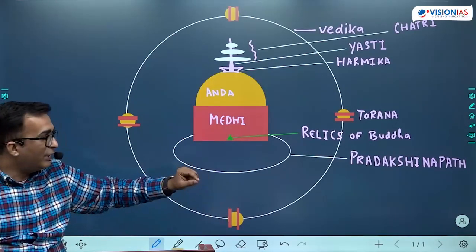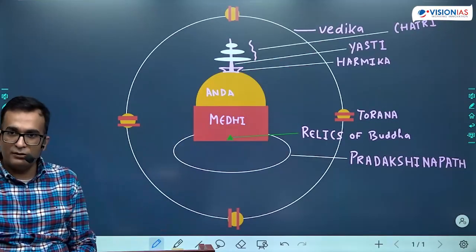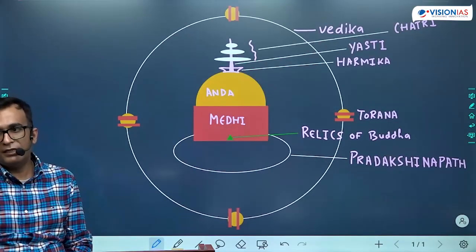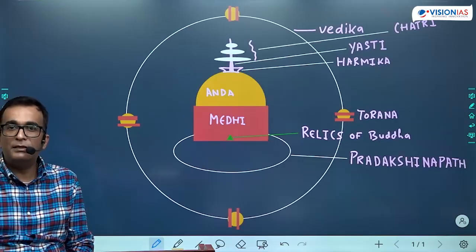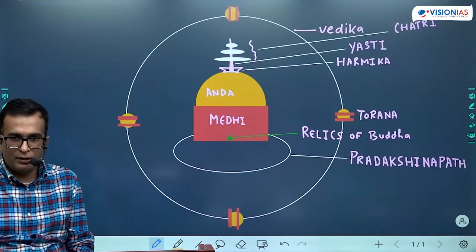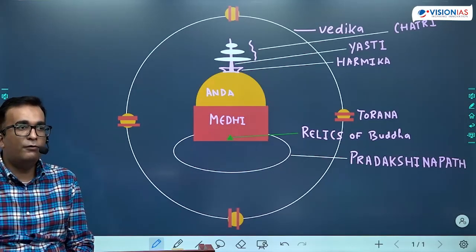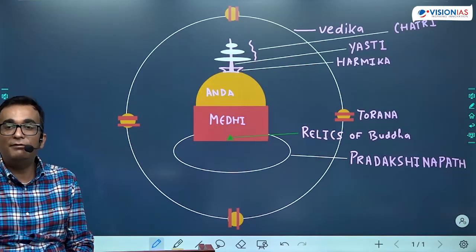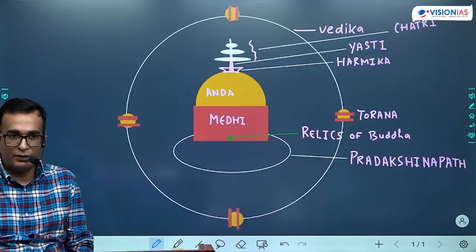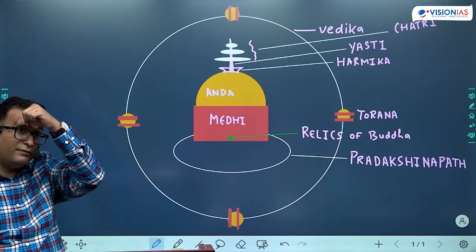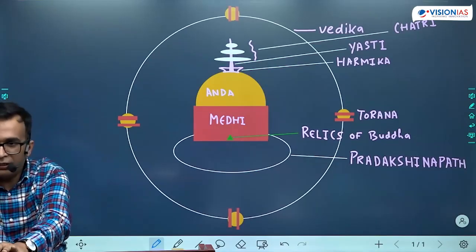Okay? Gateways. There are 4 gateways. There is a purpose of it. Generally, people say that 4 gateways are indicative of the 4 directions. Not wrong, but it does not entirely capture the truth of Buddhism. So the 4 gateways in Buddhism are indicative of the 4 important life events of Buddha. And what are these 4 important life events of Buddha? His birth. Okay? First one.